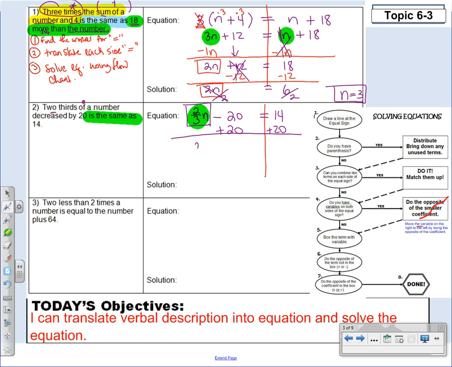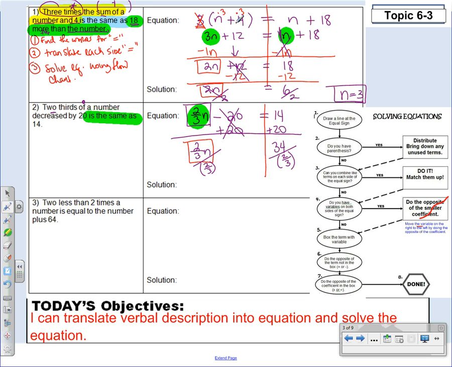And adding 20 to both sides, we have 2/3 n that is still in our box. And negative 20 plus 20 is 0. 14 plus 20 is 34. Our last step then, since it's 2/3 times n, we are going to divide by 2/3, the quantity 2/3. When I divide by 2/3, notice I'm putting it in parentheses.